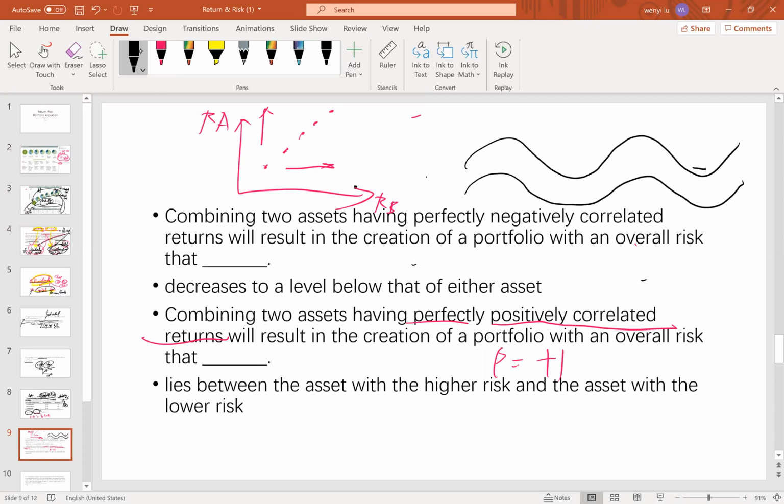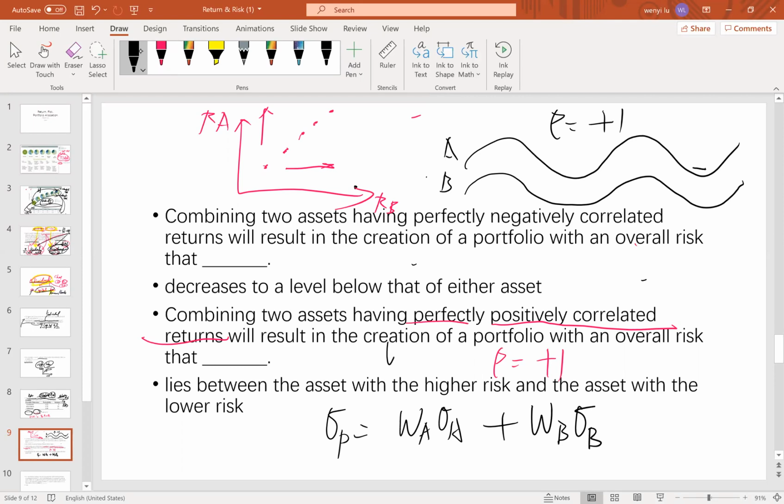Same trend, right? So this is A, this is B, with rho equal to positive one. So our risk for the portfolio will be WA sigma A squared plus WB sigma B squared plus 2 WA WB rho sigma A sigma B. Rho is the number one, so here it should be positive 2. So it is a perfect square.